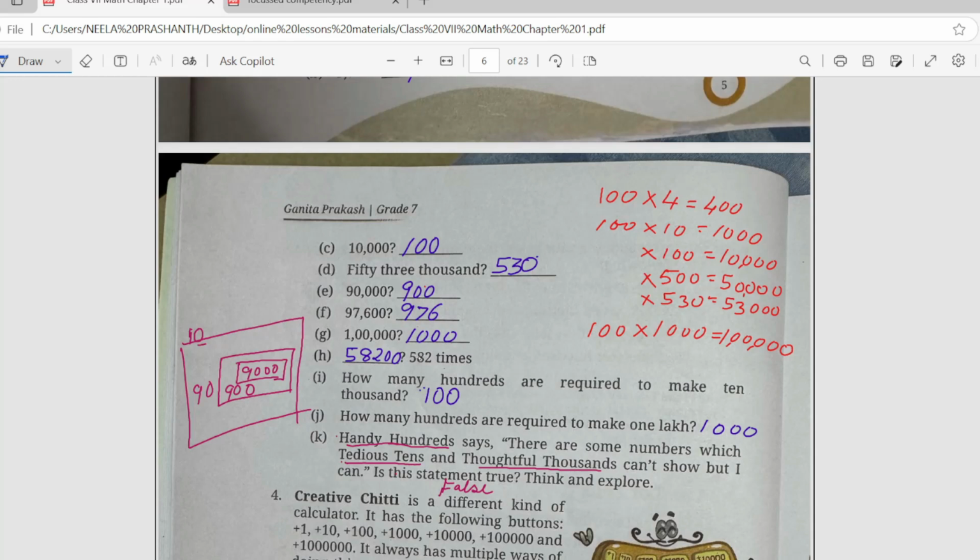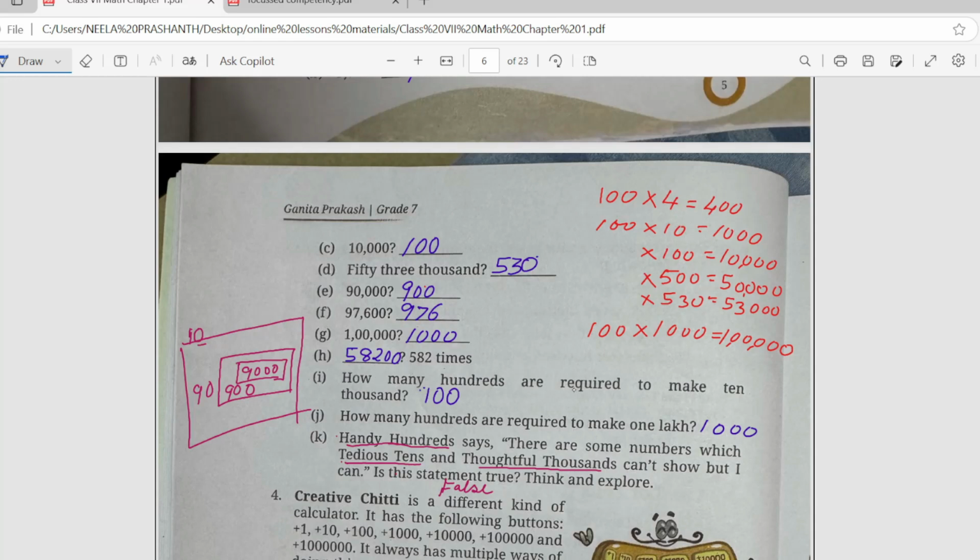If you click the button 582 times, what number do you get? 58,200. So you are here required to understand that if you multiply a number with 100, you get a number which has an additional 2 zeros. So 4 clicks 400, 10 clicks 1000, and so on.